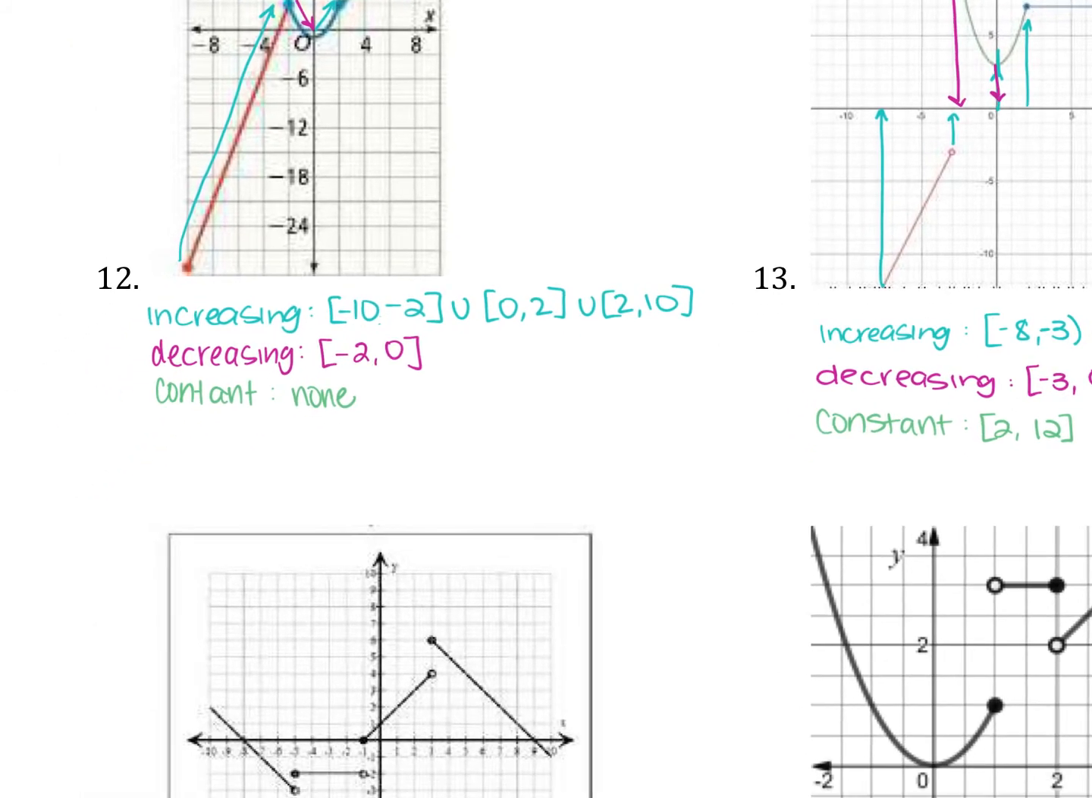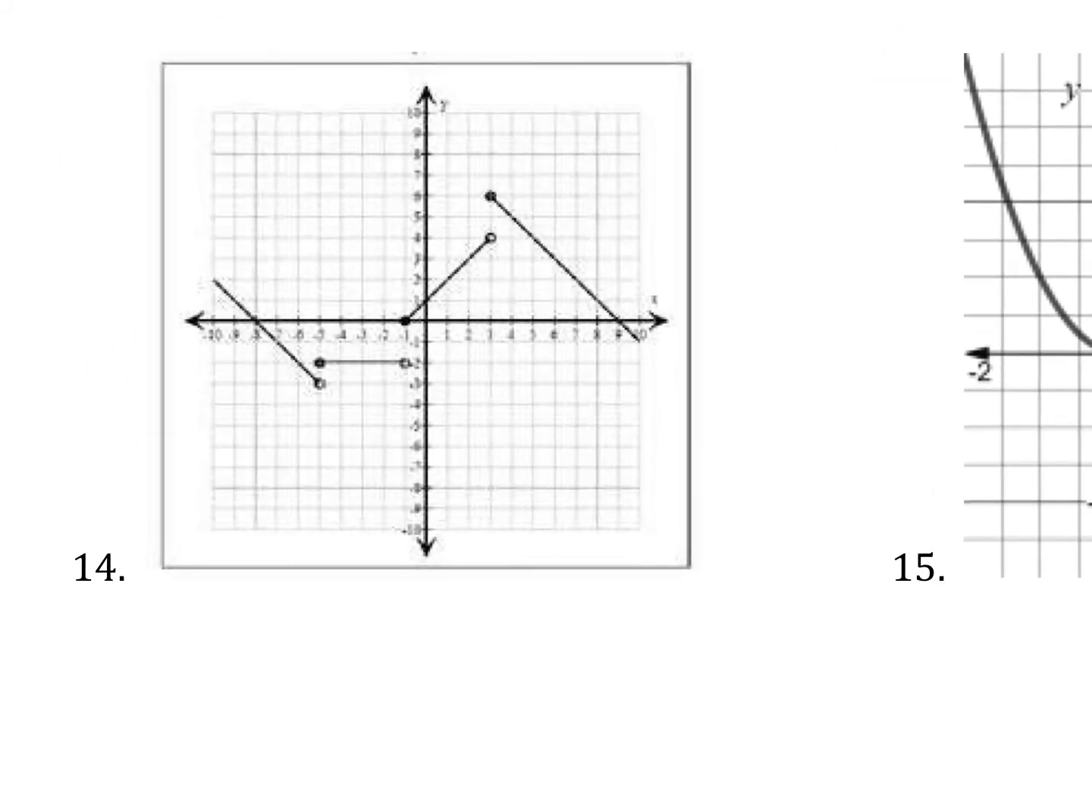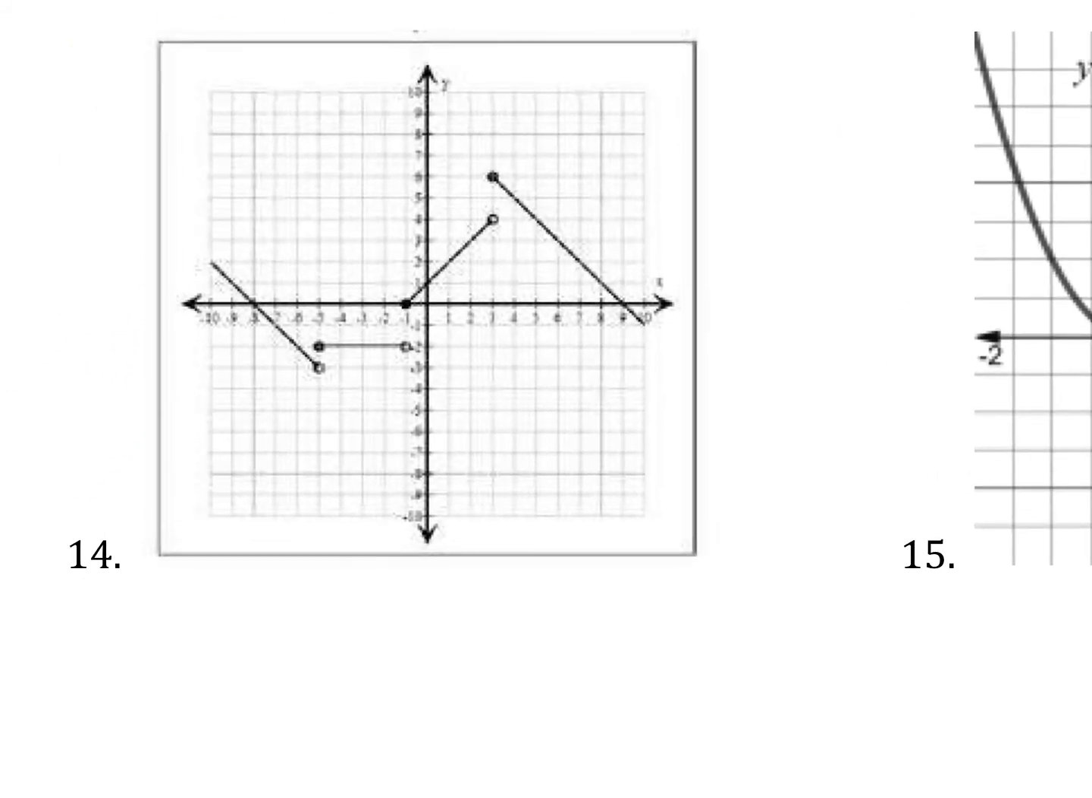For 14, we have a lot of different lines here. If we look at those increasing values first, you are increasing from negative 1 to 1.